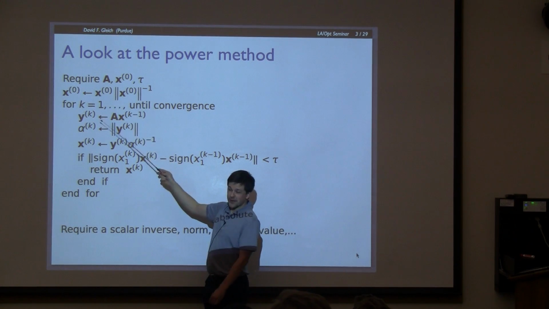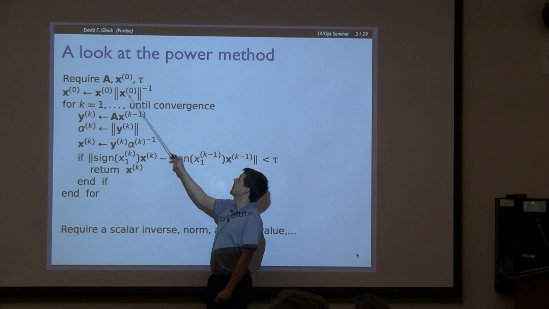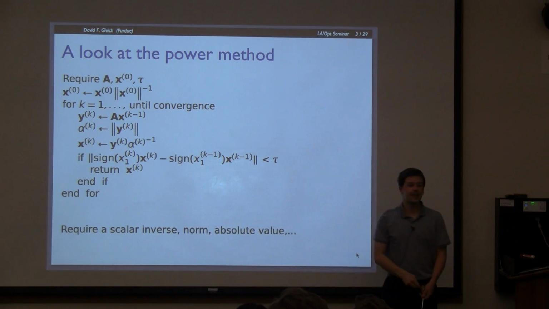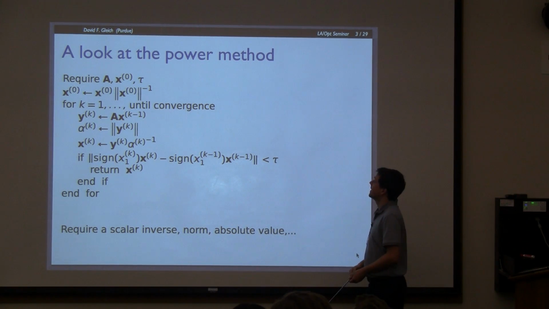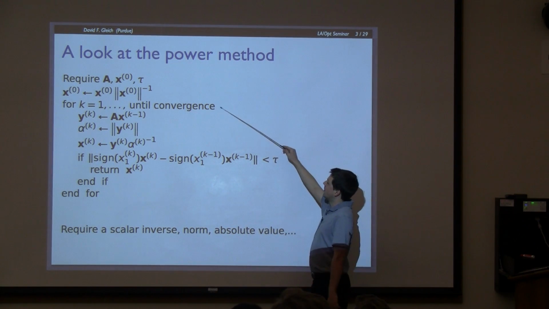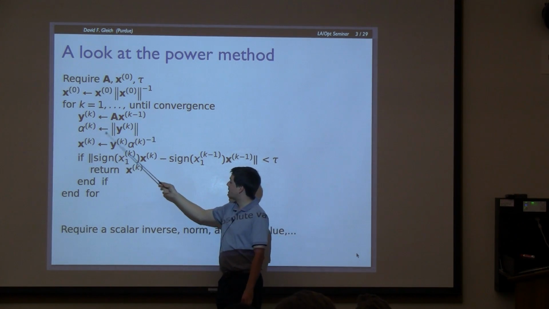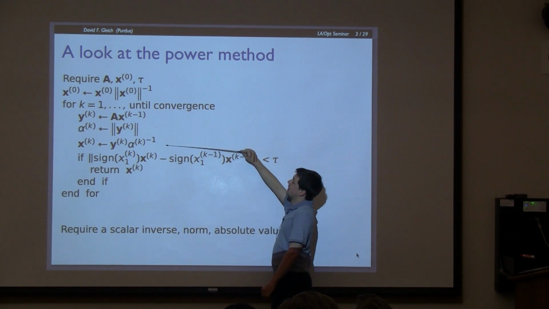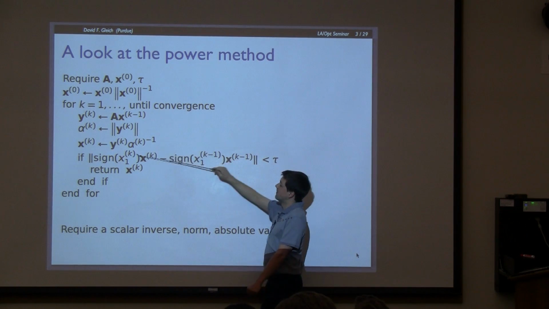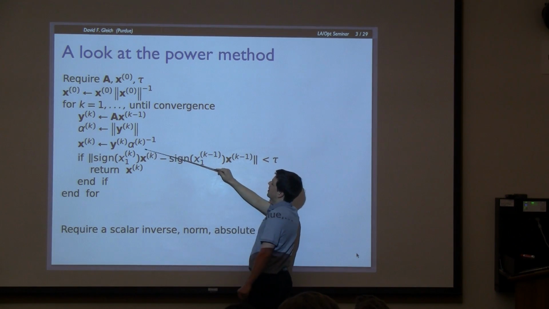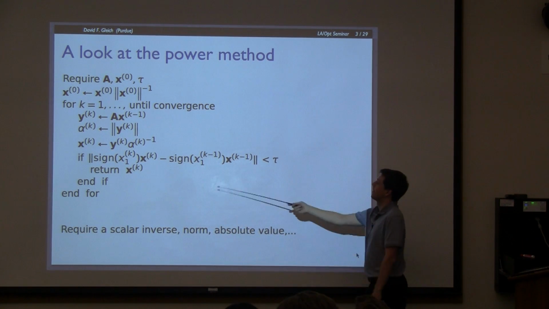So I'm going to write the normalization in a funny way. We're going to multiply by the norm of the vector inverse. All right, so it's just scaling that vector. And then you iterate until convergence. You multiply your matrix by a vector. You take a norm. You rescale that vector by the norm, and then you check how much that vector's changed.